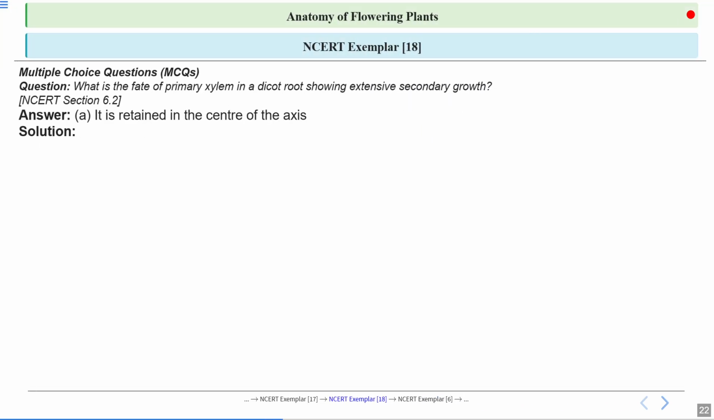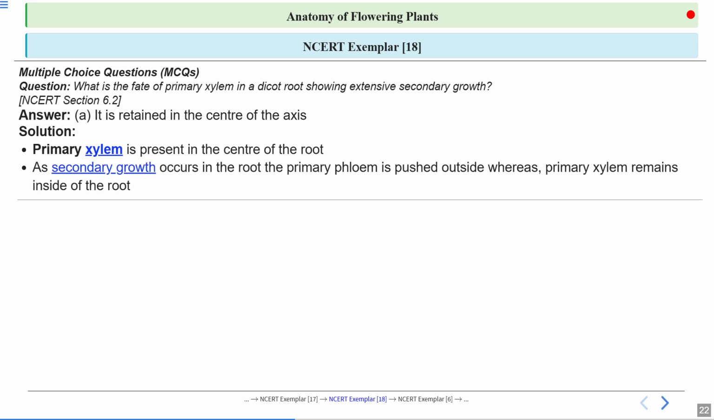The correct answer is option A. It is retained in the center of the axis. So primary xylem is present in the center of the root. And as secondary growth is occurring in the growing season, the primary phloem is pushed outside, whereas the primary xylem remains inside the root because it is toward the center.